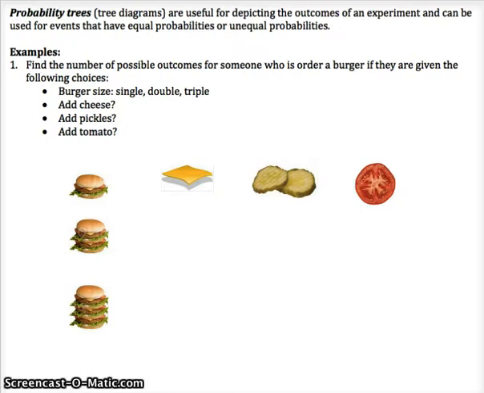All right. So find the number of possible outcomes for someone who is going to order a burger if they are given these choices. So first of all, they get to decide, is the burger going to be a single, double, or triple?